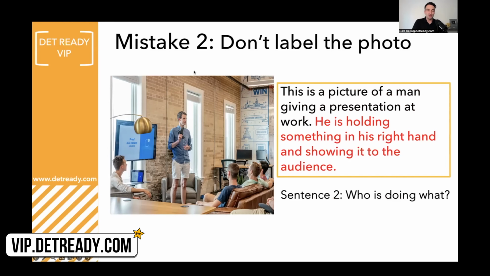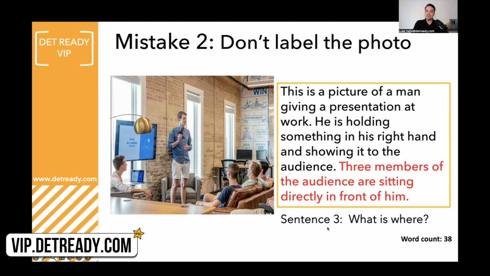Sentence two, you want to talk about who is doing what. Basically, what are the actions? What's happening in the photo? For this, use the present continuous grammar. So in this example, he is holding something in his right hand and showing it to the audience. Now, what is he holding? We don't know, so just write something. You can write he is holding something, he is holding an object, he is holding an item, something like that, in his right hand and showing it to his audience. That is the action. Possibly a game console, possibly.